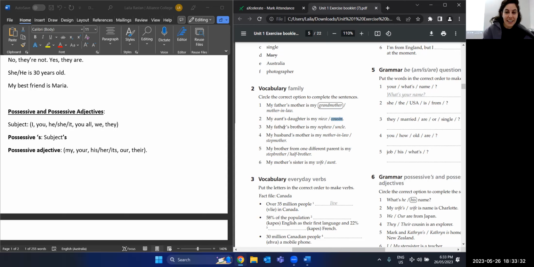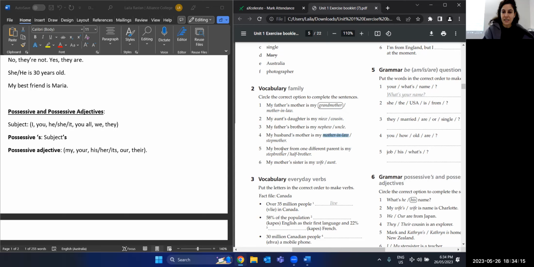Number 3, my father's, so it's not my father is. I'm not giving information about my father. I mean, not personal information. I'm talking about my father's brother is my uncle. Yeah. My husband's mother is my mother-in-law. My husband's mother, she's my mother-in-law. Yeah. My stepmom is my dad's wife, new wife. So the answer, mother-in-law.